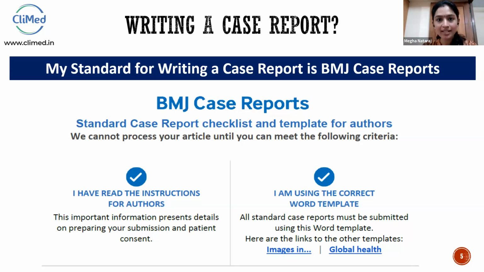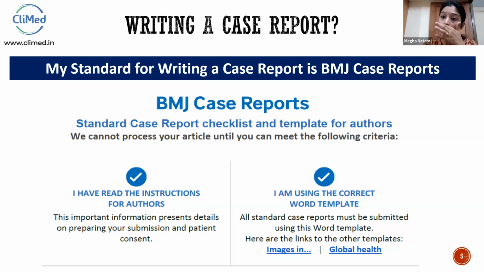So this BMJ case report also comes with a separate document, which is for the informed consent. In your clinics, always keep at least 4-5 printouts with you, so that if you identify something then and there, you give that sheet to the patient where you have explained to them and the patient can officially sign that paper for you.